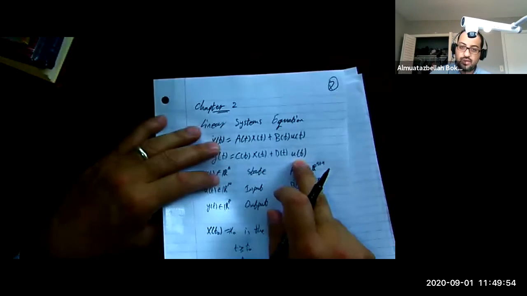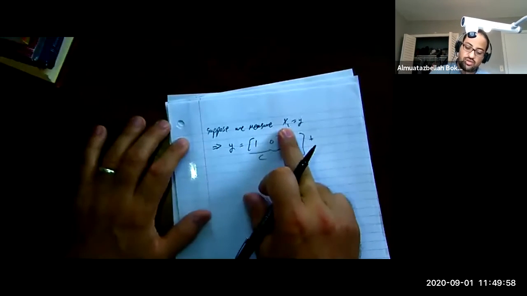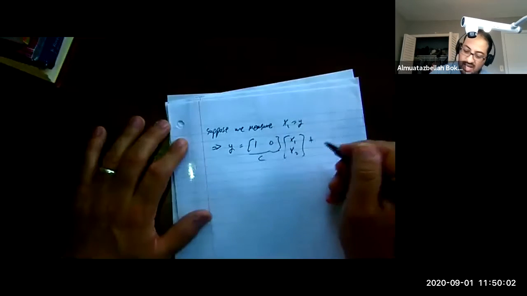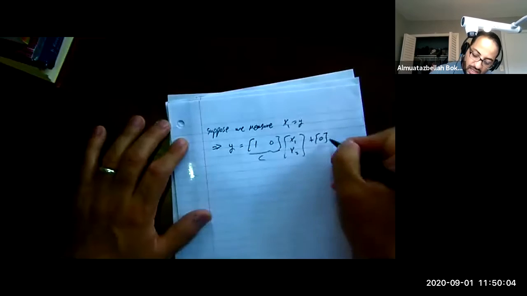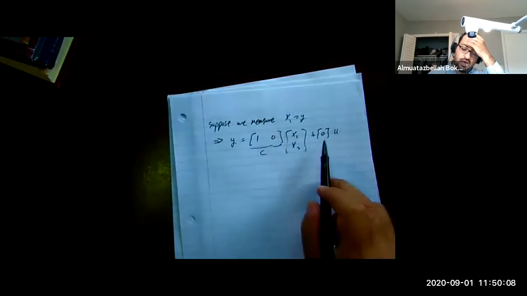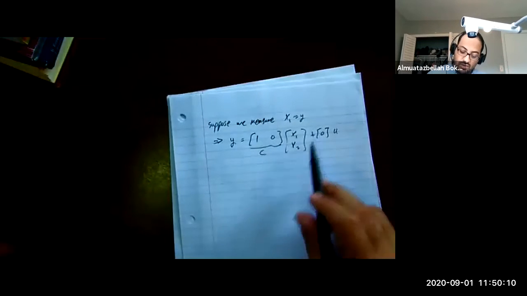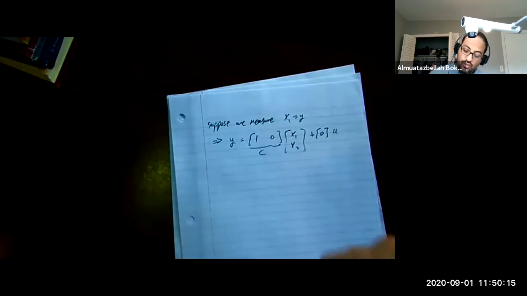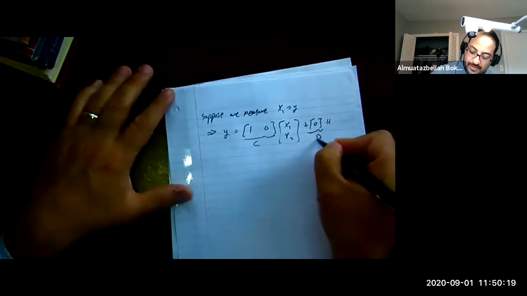Plus you have Du, but here this is what we are assuming the output to be. It's not going to depend on the input, which means that D is going to be equal to 0. And the dimension of D depends on y and on u, because I have only one output and one input, so it's 1 by 1. So this is D.